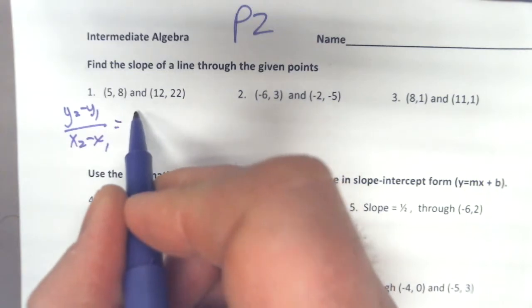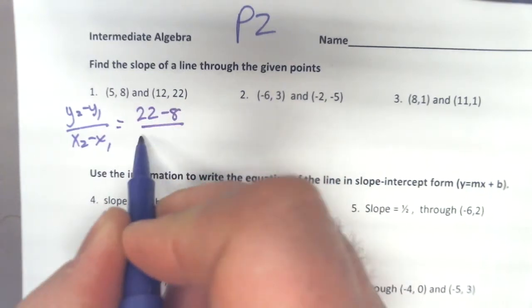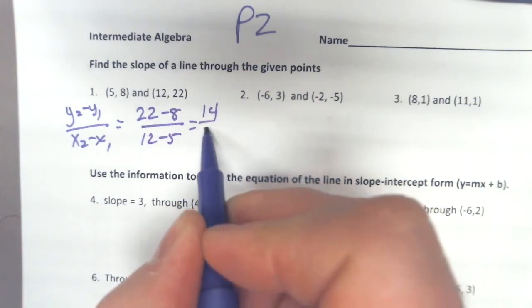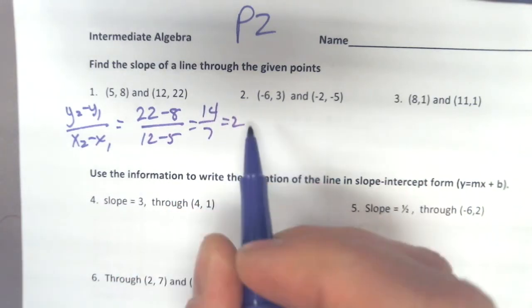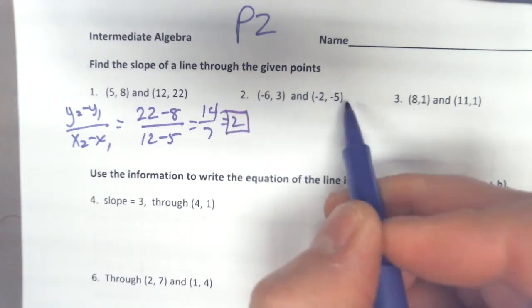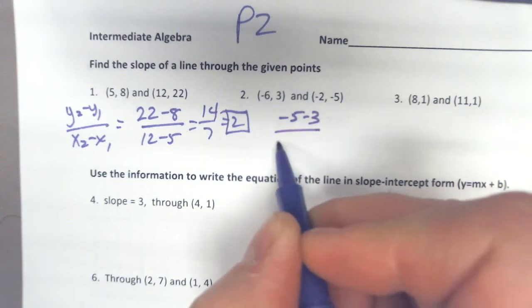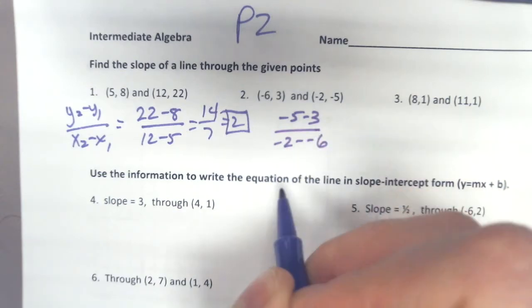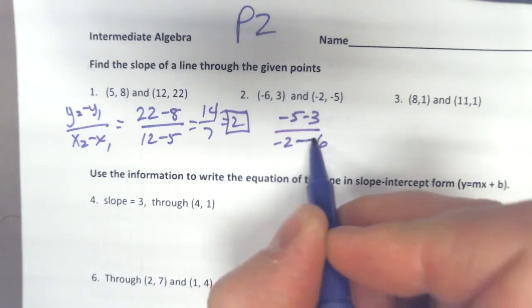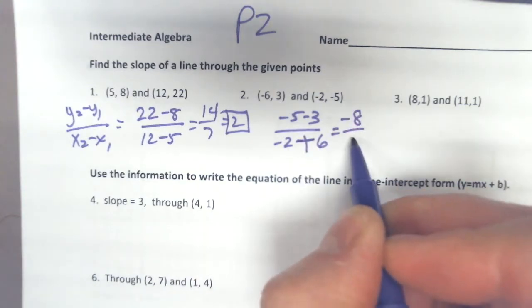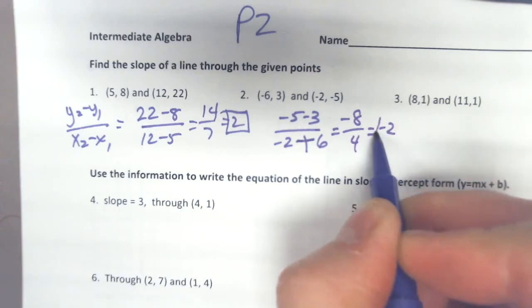Plugging into that formula, I get 22 minus 8 over 12 minus 5. Simplifying, I'm going to get 14 over 7, which simplifies to 2. Doing the same thing with this one, I have negative 5 minus 3 over negative 2 minus negative 6. On the bottom here, I have two negatives, which makes a positive. On top, I get negative 8 over 4 is negative 2.